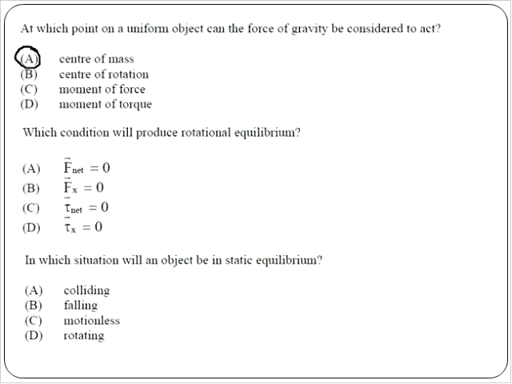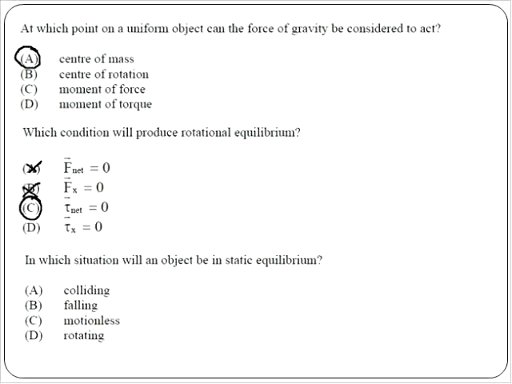Then the second question says, which condition will produce rotational equilibrium? Well, F net equals 0 doesn't do that, because that only tells us the forces balance. It doesn't say anything about where those forces are. So forces, that's not the key. It's the other one here. You've done this course already, so you know that rotational equilibrium is all about rotational forces, which have the other symbol there, not an F, but the Greek letter tau, which stands for torque. So the net torque must equal 0 to get rotational equilibrium.